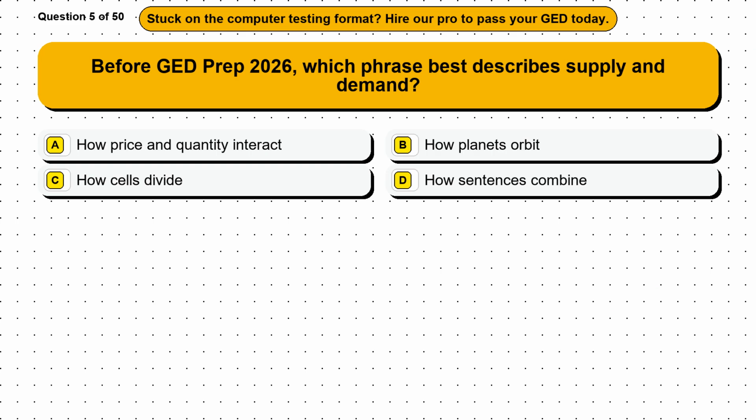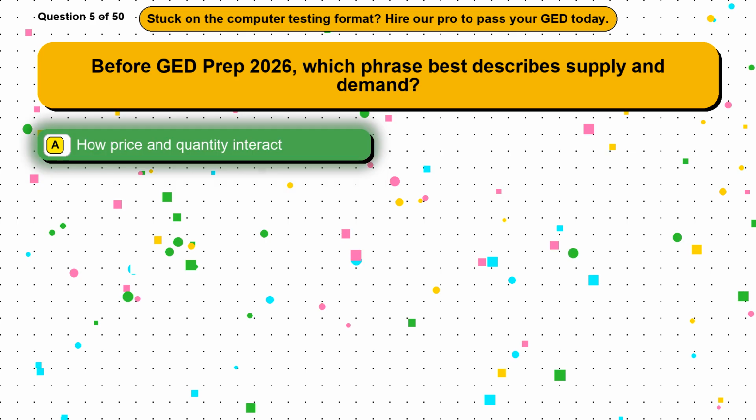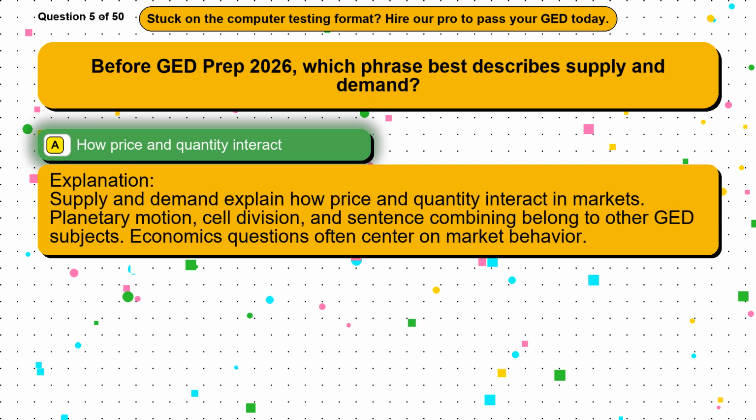Question 5. Before GED Prep 2026, which phrase best describes supply and demand? Option A. How price and quantity interact. Option B. How planets orbit. Option C. How cells divide. Option D. How sentences combine. The correct answer is option A. How price and quantity interact. Supply and demand explain how price and quantity interact in markets. Planetary motion, cell division, and sentence combining belong to other GED subjects. Economics questions often center on market behavior.